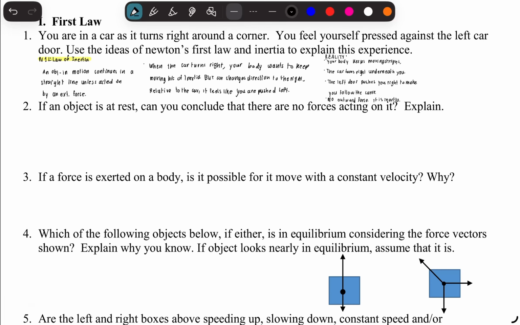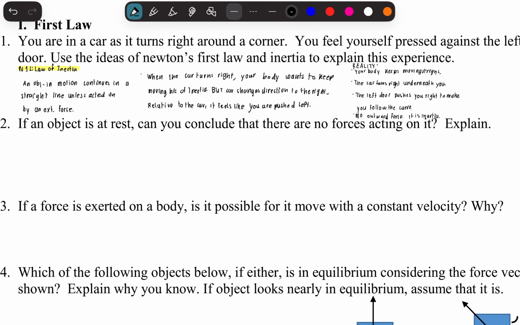In this video, we're going to be going over Newton's laws. So let's start off with the first law, the law of inertia. For the first example, you are in a car as it turns right around a corner. You feel yourself pressed against the left car door. Use the idea of Newton's first law and inertia to explain this experience.